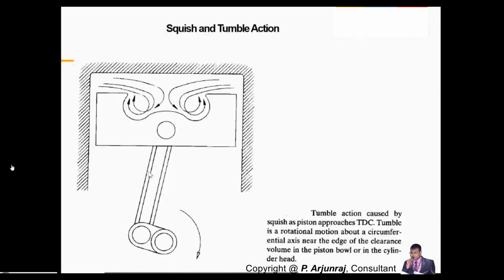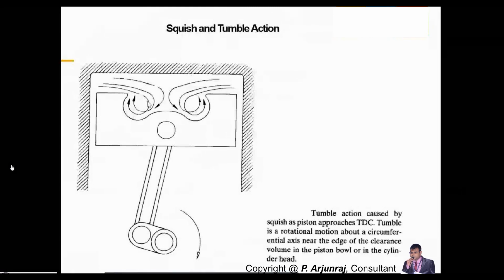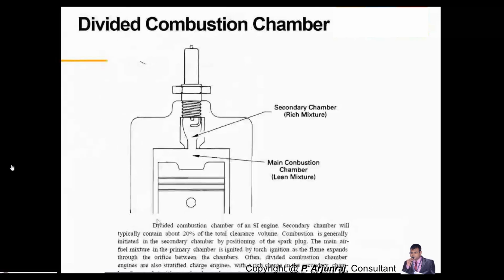And you also have tumble action, which is nothing but a rotational motion about the circumferential axis near the edge of the clearance volume. Okay, here the rotational motion is going to happen about the circumferential axis near the edge of the clearance volume. Basically, here you want the piston crown and the piston bowl in the cylinder head. So irrespective of the system configuration, whether you're going to create a turbulence, a swirl, a squeeze or a tumble, it's happening inside the combustion chamber, which is above the piston. Okay, and it's all about the pattern.